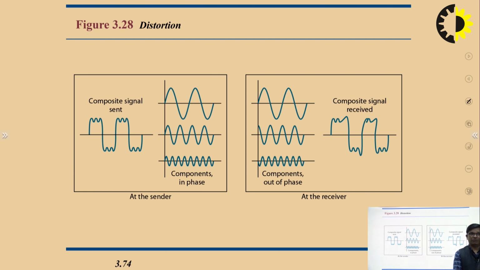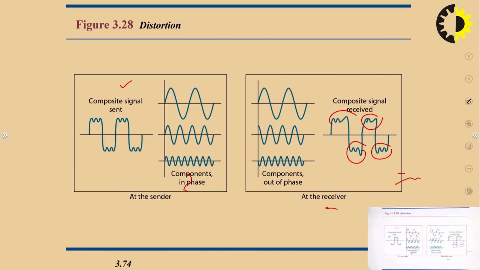Now comes distortion. What is distortion? Distortion means the change in the shape of the signal. This is the composite signal that is sent by the sender. These are the signals in component phases, because if we talk about this signal, there are different types, so these are the different phases. At the receiver end, the signal is received and the shape has been changed drastically.